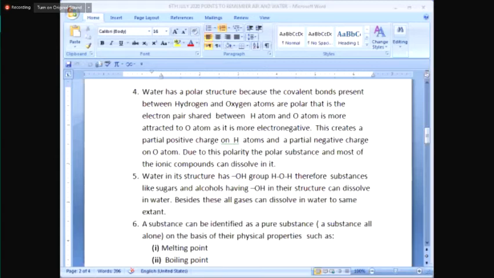Miss, I didn't understand point number 5. Okay, point number 5 you didn't understand. Beta ji, look at the structure formula of water, it's HOH, isn't it? It's HOH. You agree with miss on that? Yes. Okay, very good.